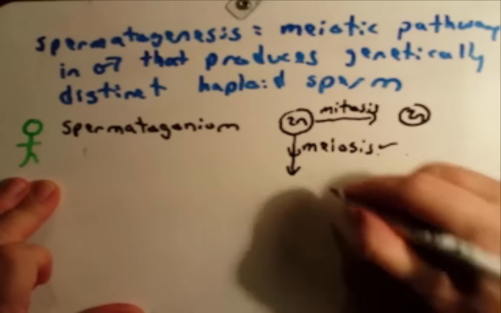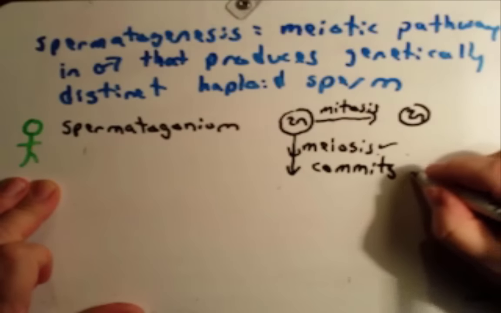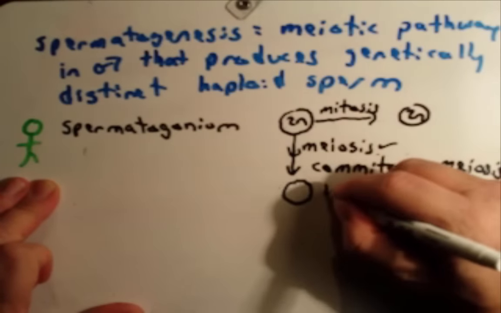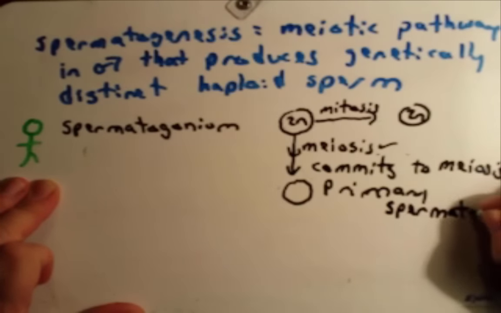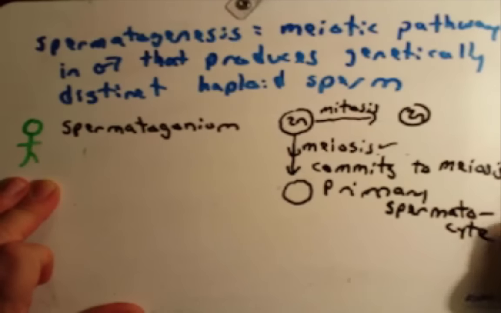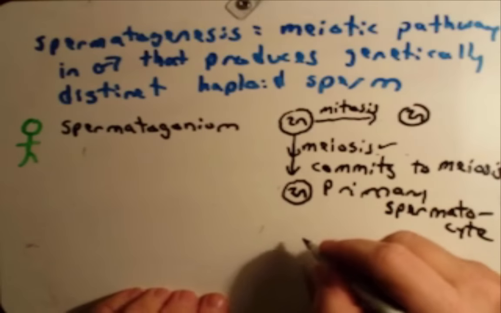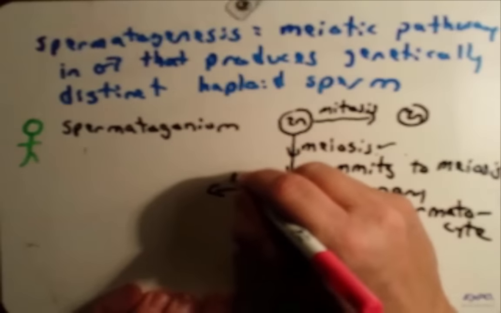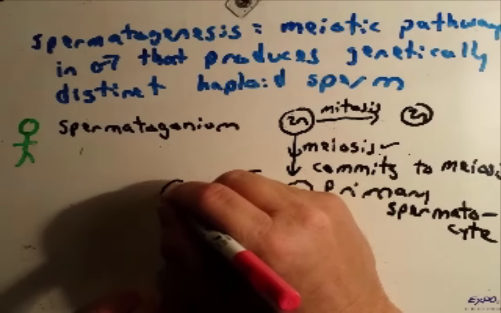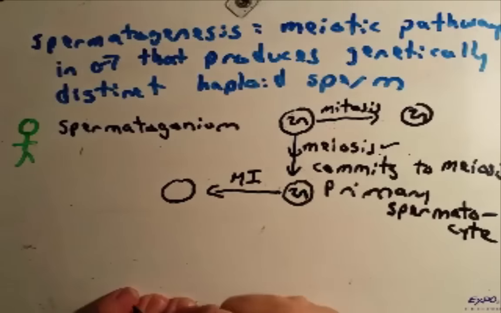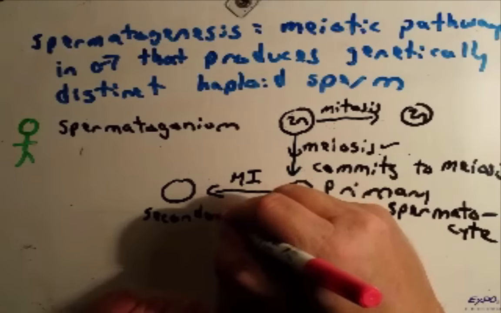Okay, so once this cell commits itself to entering meiosis, it becomes a primary spermatocyte. This primary spermatocyte is still a diploid. The primary spermatocyte will undergo meiosis 1. At the end of meiosis 1, it will be a secondary spermatocyte.